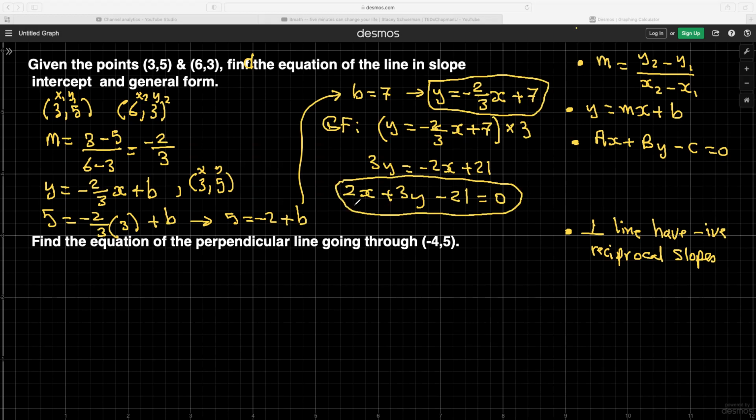Again, A here would be 2, B will be 3, and C is 21. Sorry, that equation should say plus C here. So C here is negative 21. All right.